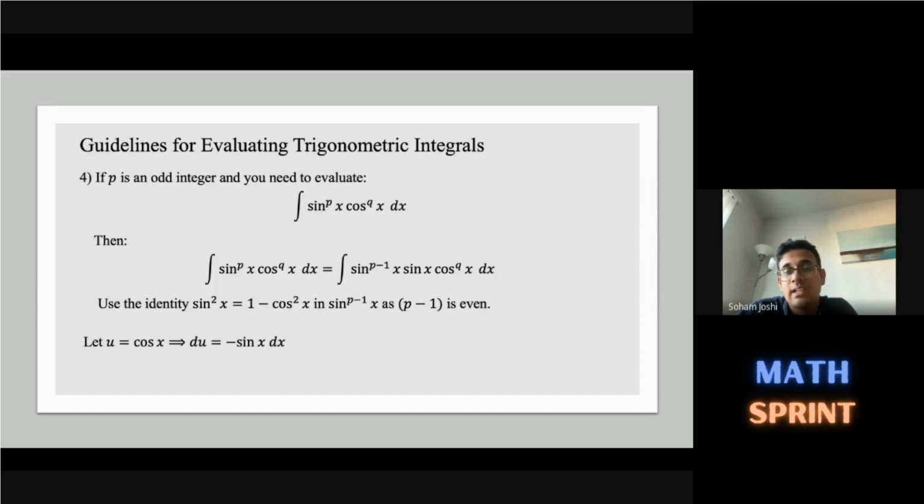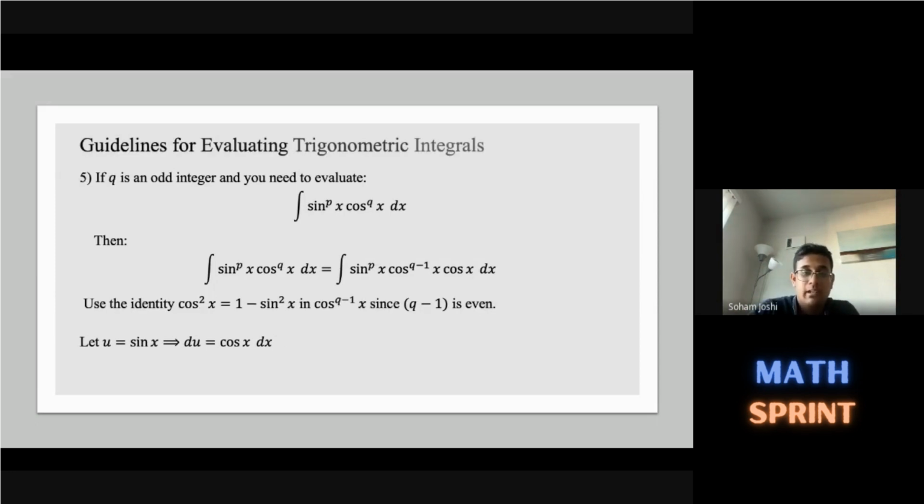Now you use the identity sin²x = 1 − cos²x again, in sin x to the power of p − 1, because we know p − 1 is even if p is odd. Then we use the method of substitution, also called u substitution. Here our temporary variable u will be equal to cos x. So that way du = −sin x dx, and you perform u substitution accordingly.